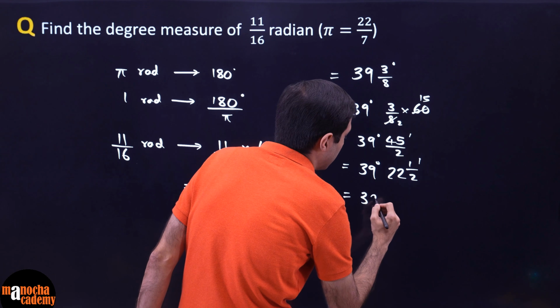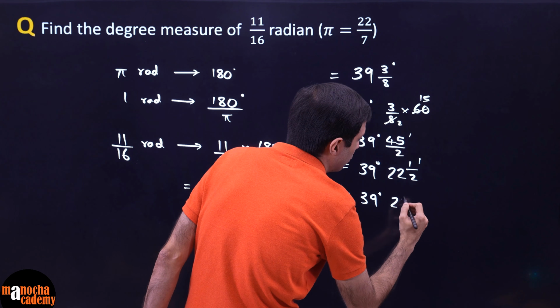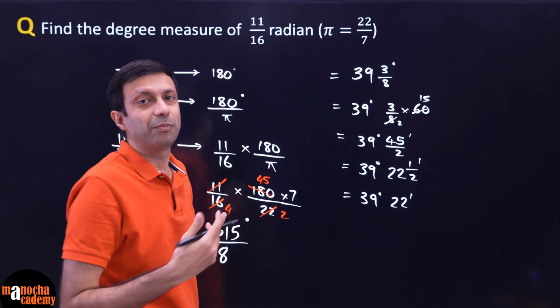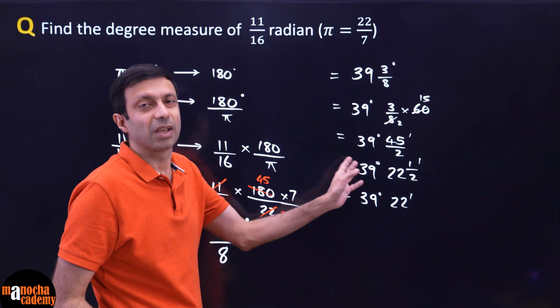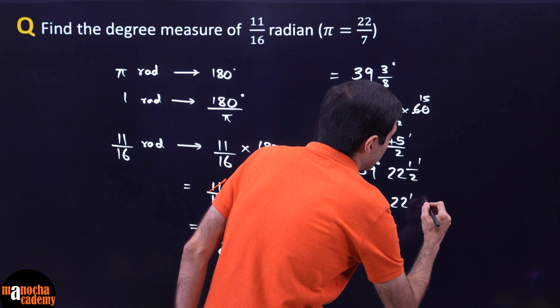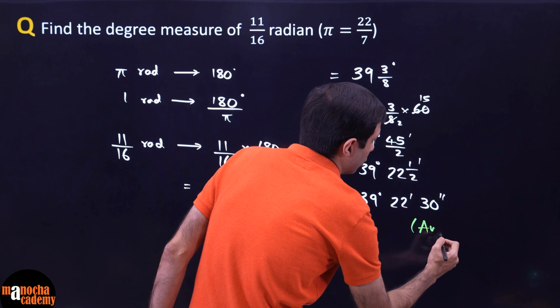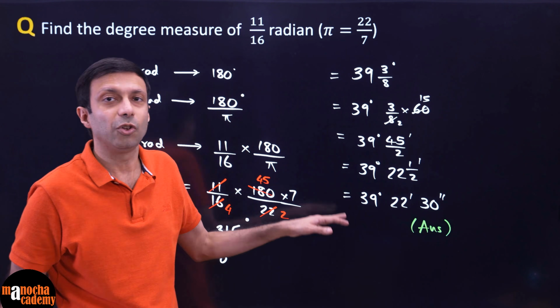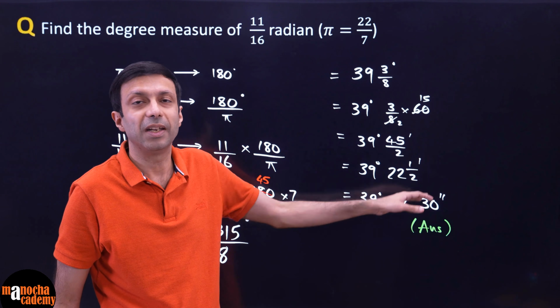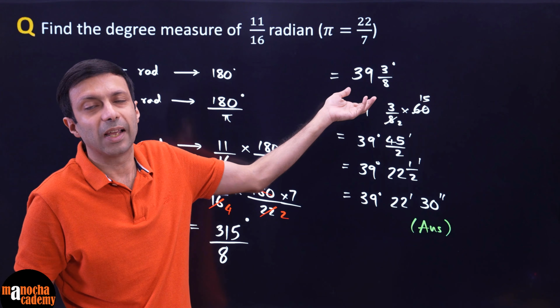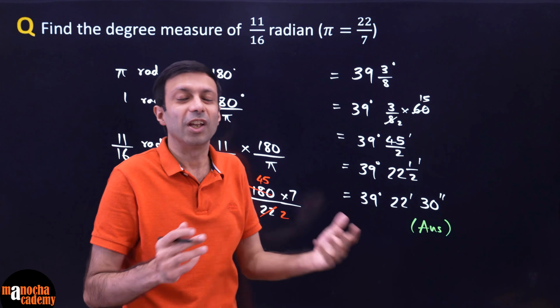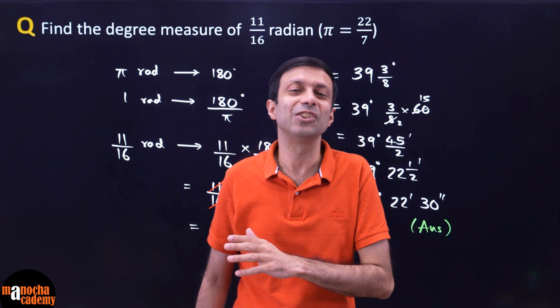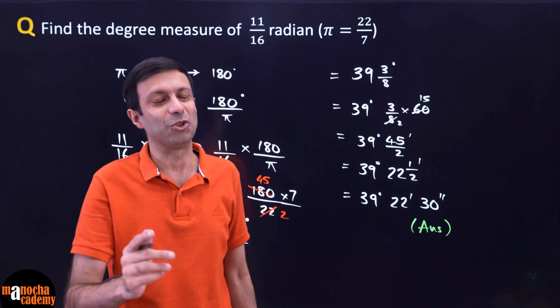So this will be 39 degrees, 22 minutes, and half minute is how many seconds? 30 seconds, because half times 60. So it is going to be 30 seconds here. So this is the final answer, and I recommend you write it like this in terms of degrees, minutes and seconds, and not leave it like this mixed fraction here. So here we have converted the radians to degrees, and these are the steps that you should use.